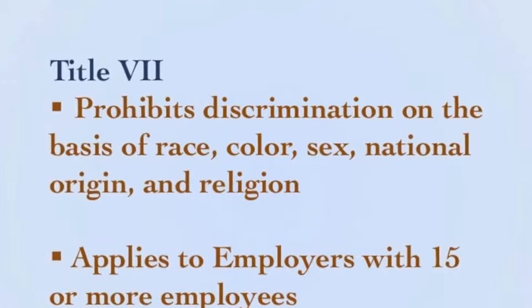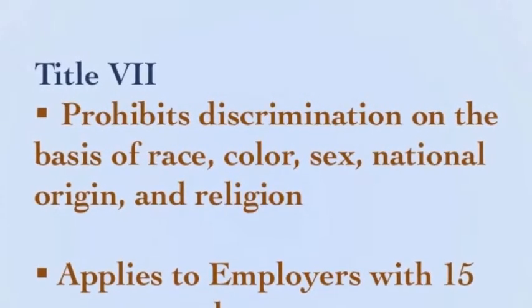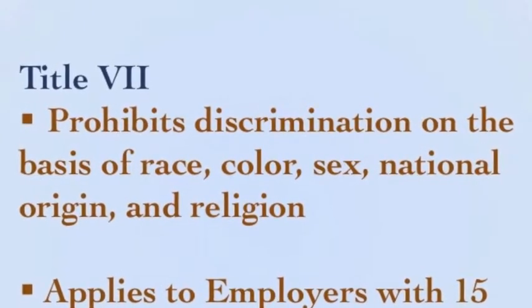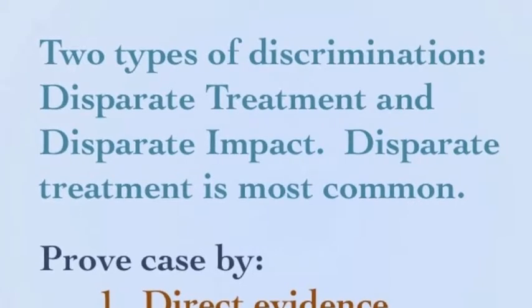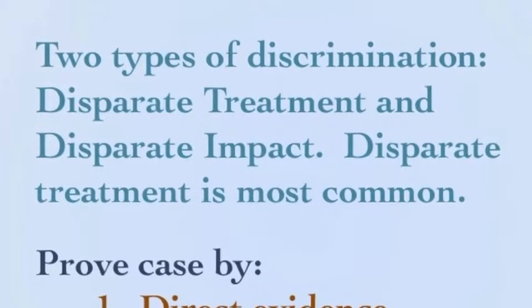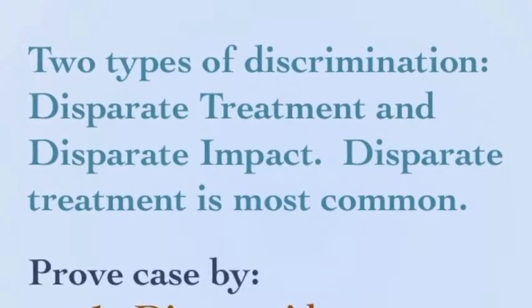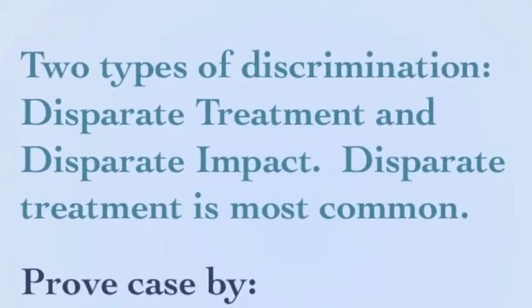In general, Title VII prohibits discrimination against employees or applicants for employment on the basis of race, color, sex, national origin, or religion. Now, Title VII, in a legal sense, prohibits two separate types of discrimination. One is referred to as disparate impact discrimination, and the other is referred to as disparate treatment. I'm not going to spend much time on disparate impact other than to describe it very briefly.